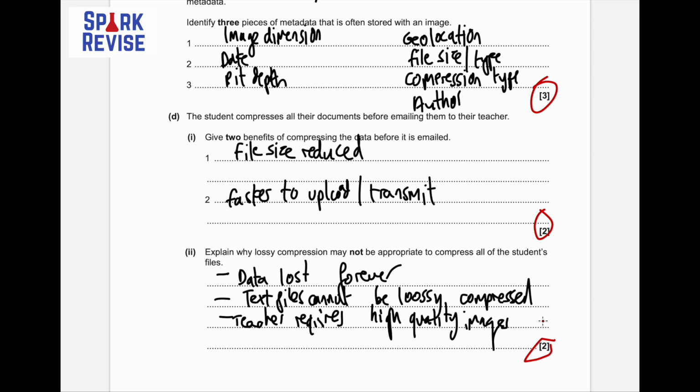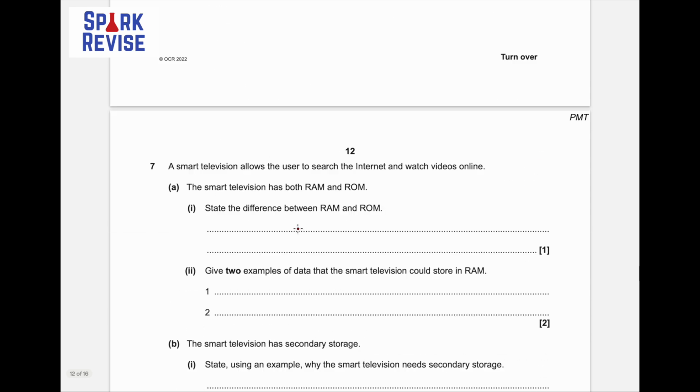But I think the most important thing is that it says, why can't they compress all of them? You're saying there might be some text files. Text files can't be compressed with lossy because data would be lost forever, which would compromise the data integrity. Simple. Number 7.